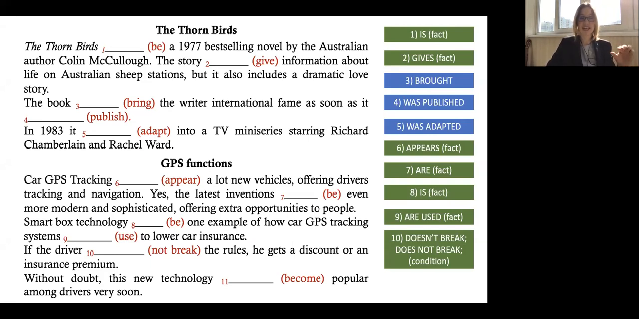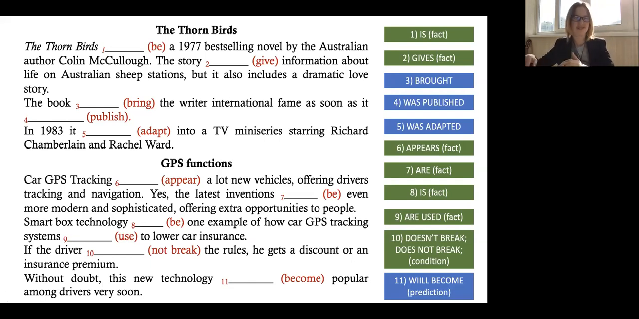Because again, it's the subordinate adverbial clause, either of time or of condition. Exactly, we have zero condition. Exactly, condition is used. Well done. And the last example here, without doubt, this new technology will become its future predictions. It's not about the past, not about the present, very soon. Exactly. So the nearest future is implied. That's why we use "will become", a kind of prediction in this sentence.